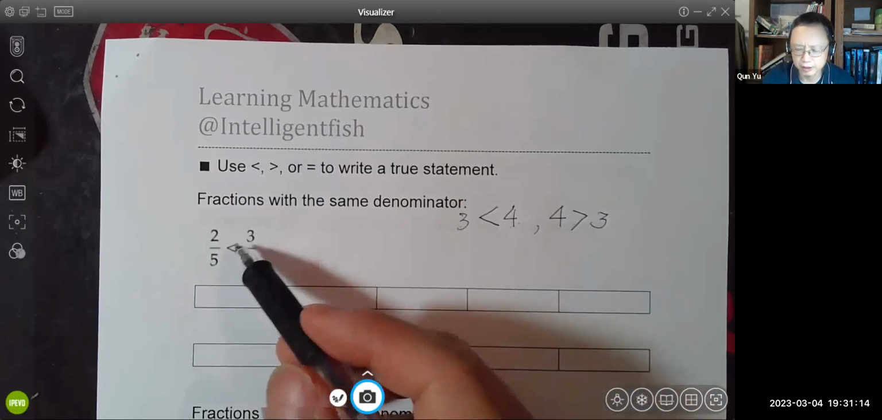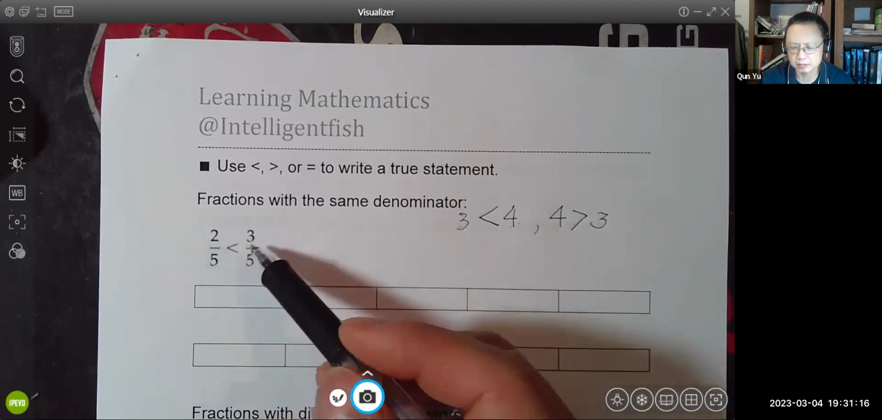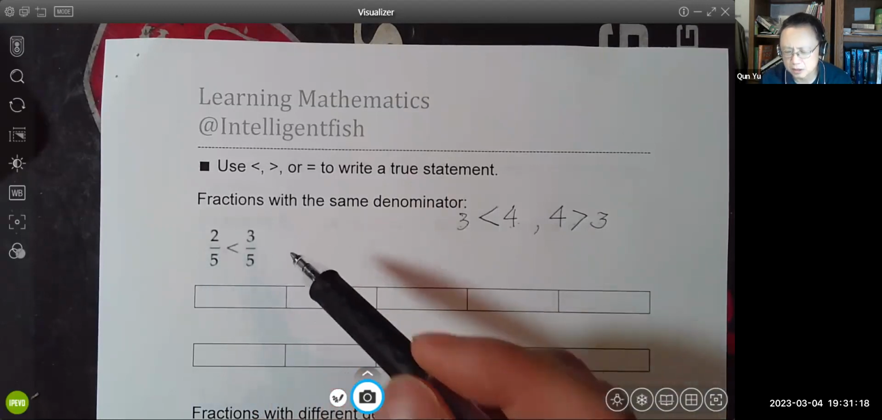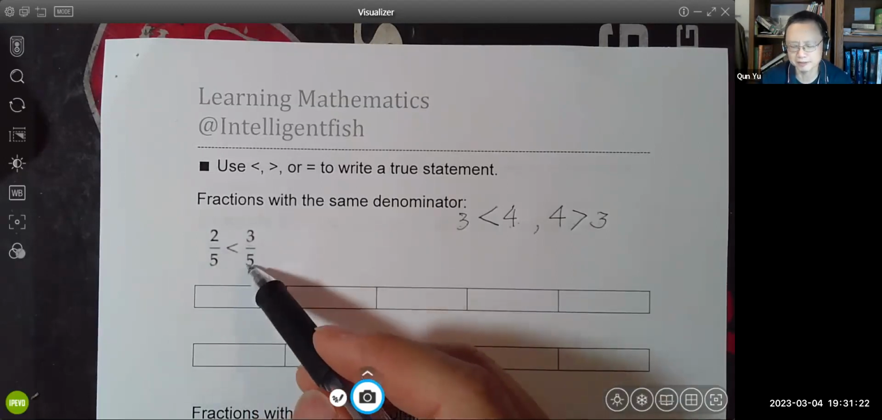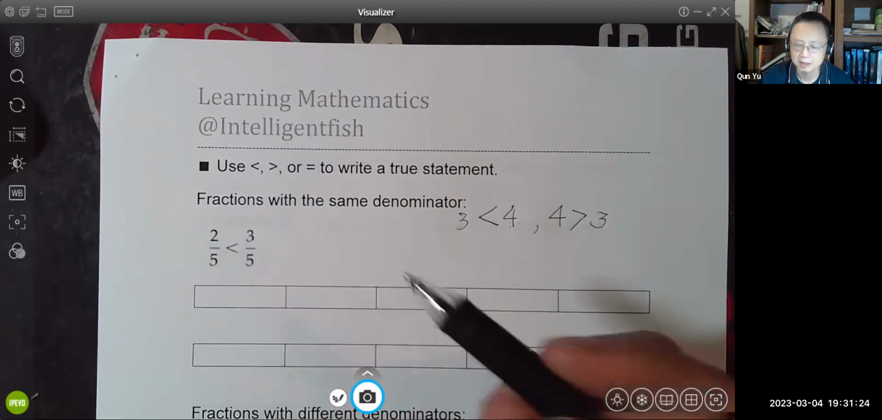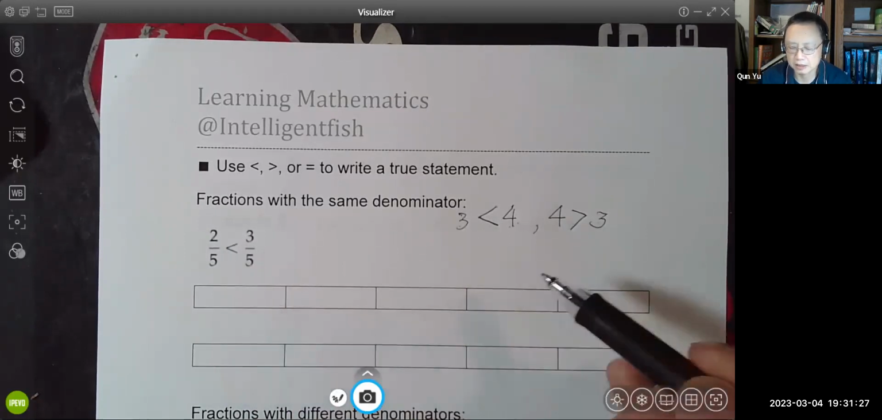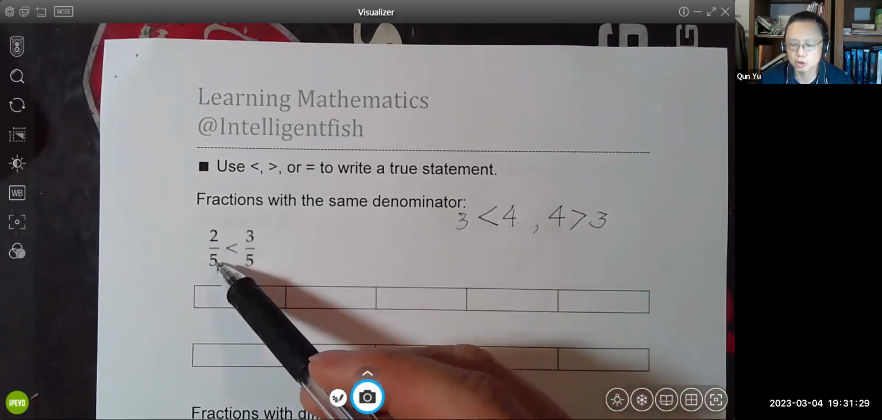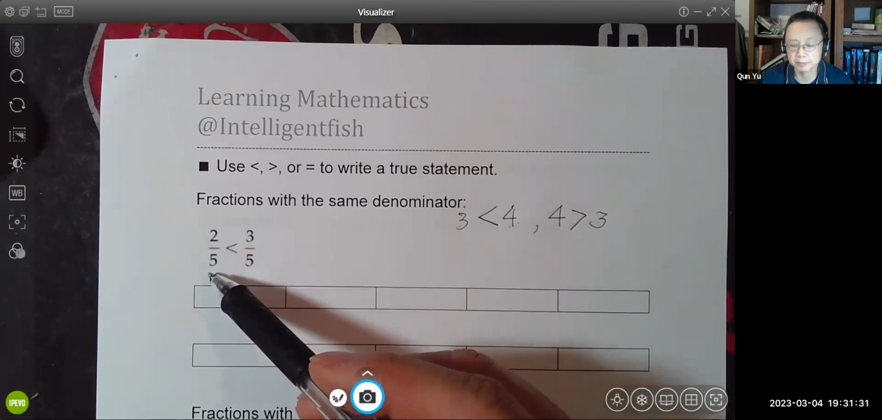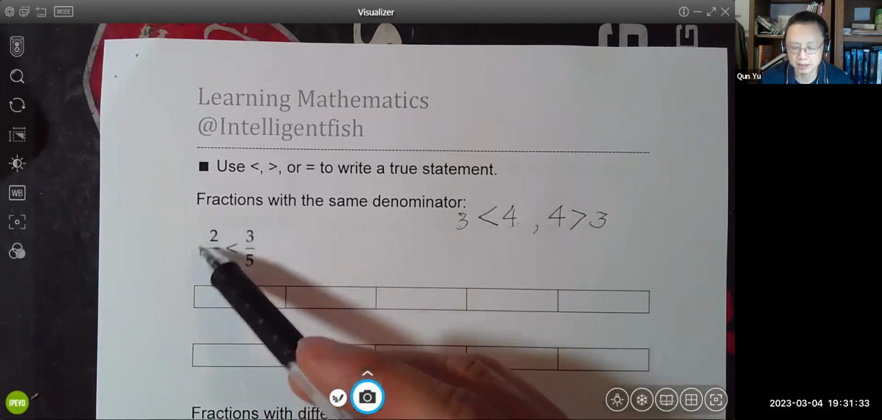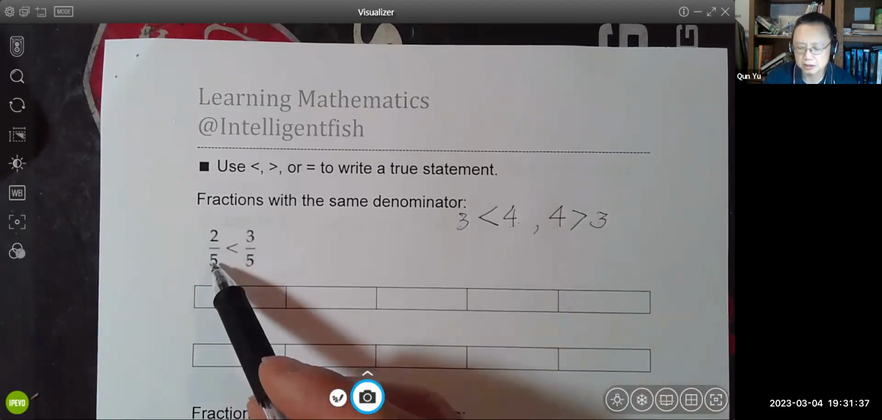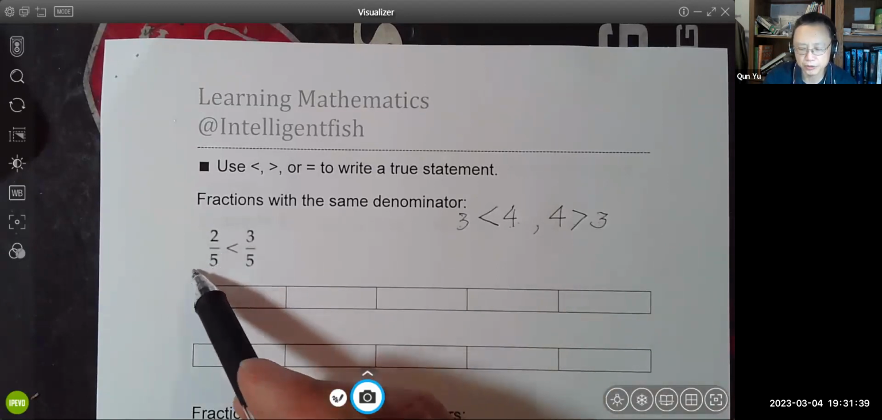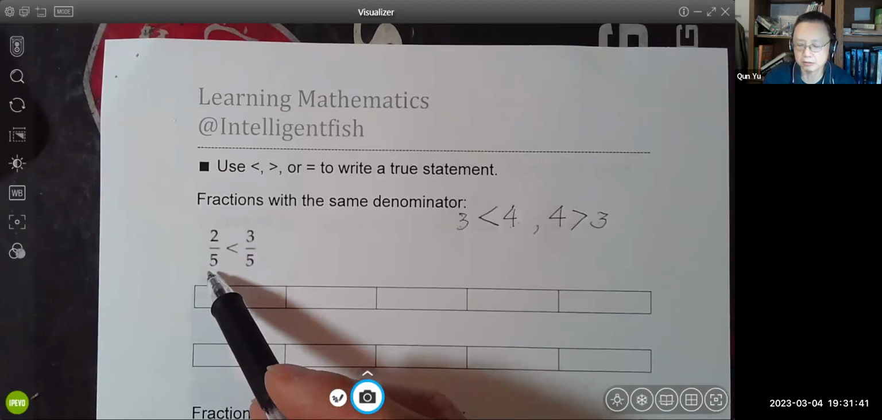Okay, we already know 2/5 is smaller than 3/5, right? This is from common sense. But let's visualize this so that when we have bigger numbers or complex numbers here, we can still compare them. So remember, the number on the bottom represents the whole thing. You just divide that whole thing into this many parts.